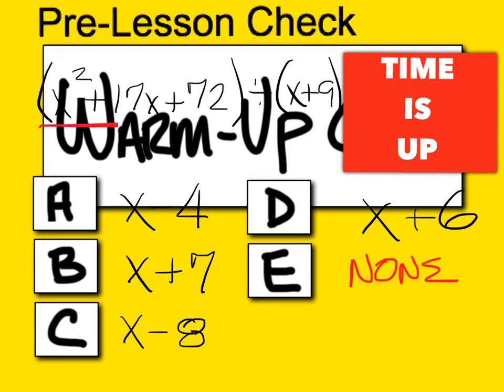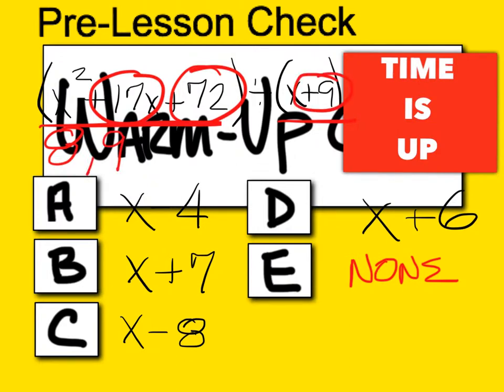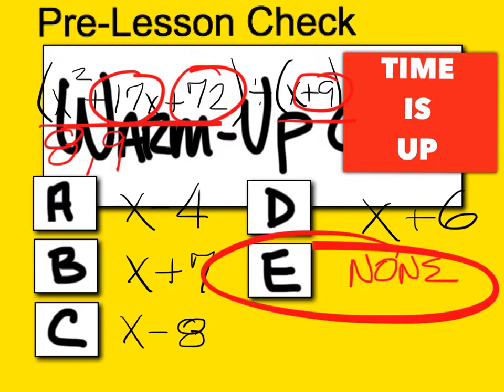Alright, we're going to divide this by this. If we do that, then we need two numbers that multiply to get 72 and add to get 17. That's 8 and 9. Well, we already have a positive 9 here, so we need x plus 8. X plus 8 does not appear on here, so the answer is E, none.